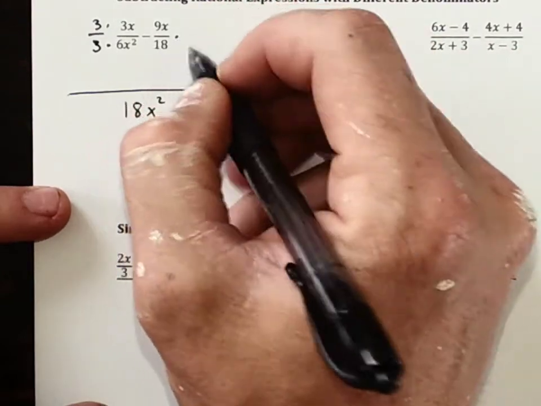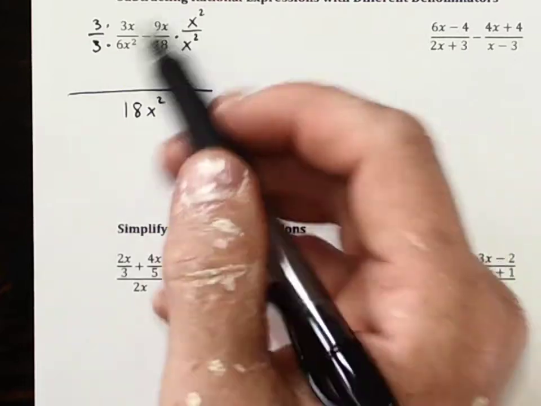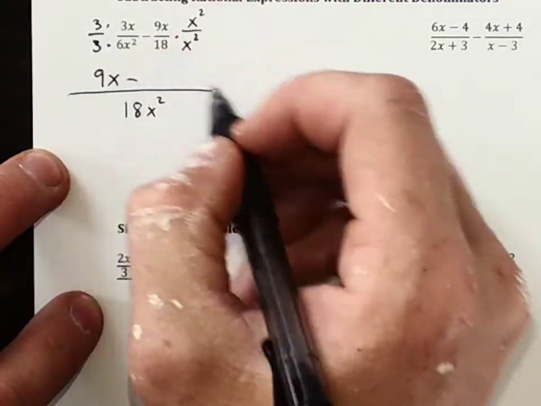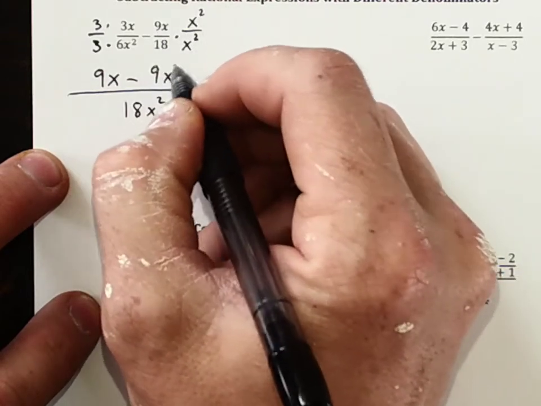What do I have to multiply this by? X squared, which means I also got to multiply x squared to the top. So 3 times 3x is 9x minus 9x to the third.